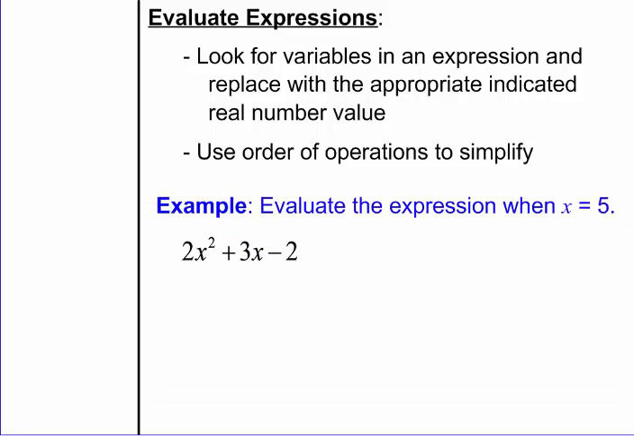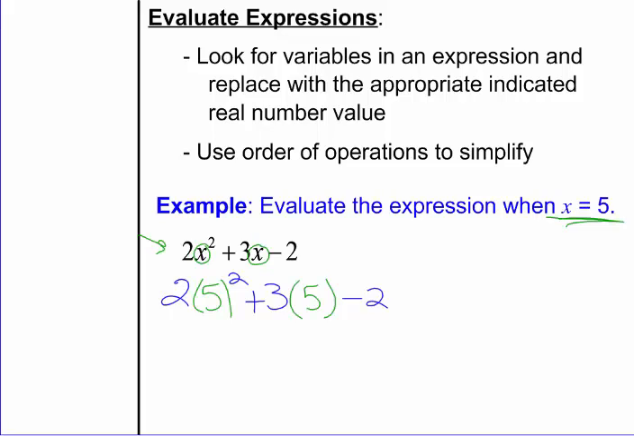So here it says that our expression, evaluate that expression, when x is equal to 5. So everywhere we see an x, we're going to replace it with a 5. So we have 2 times 5 squared plus 3 times 5 minus 2. So I just color-coded it a little bit there. Okay, so see the variable change to a 5.